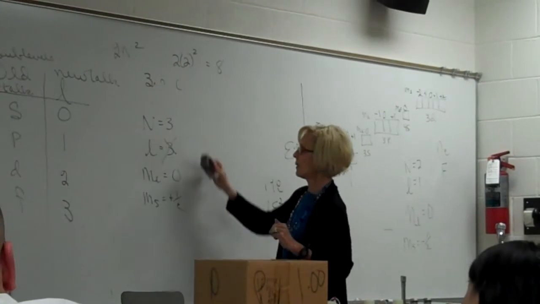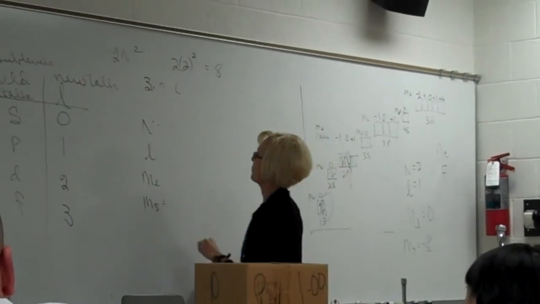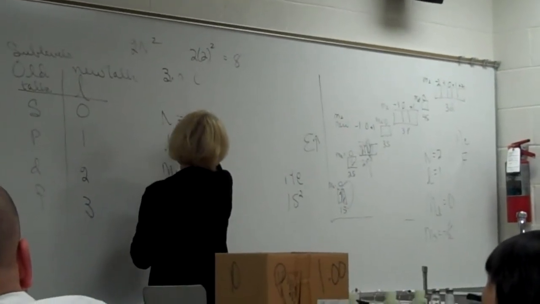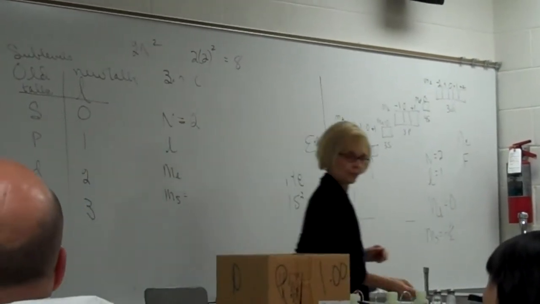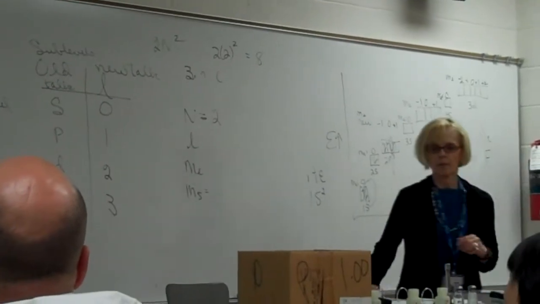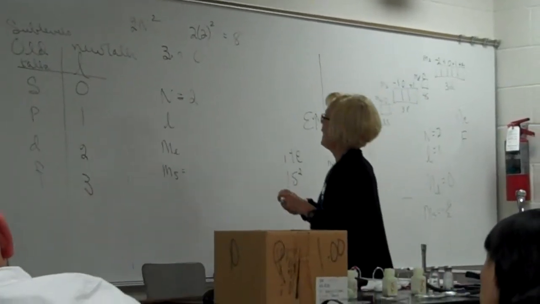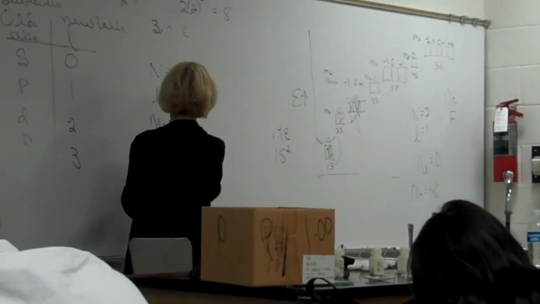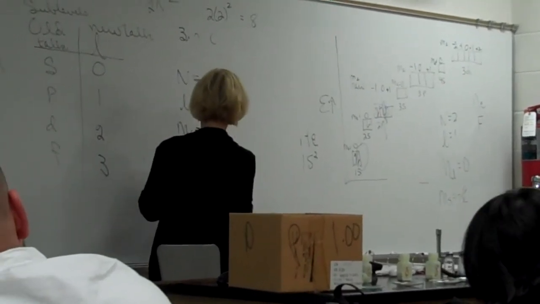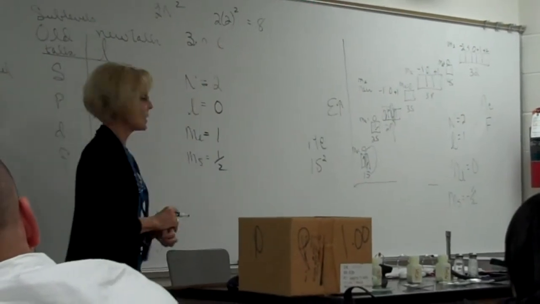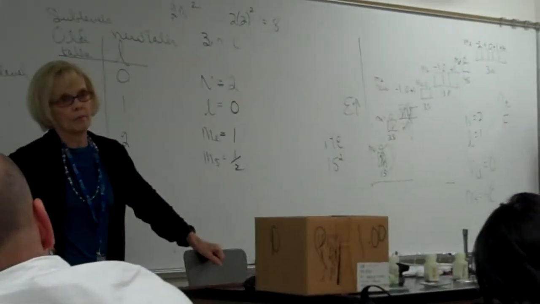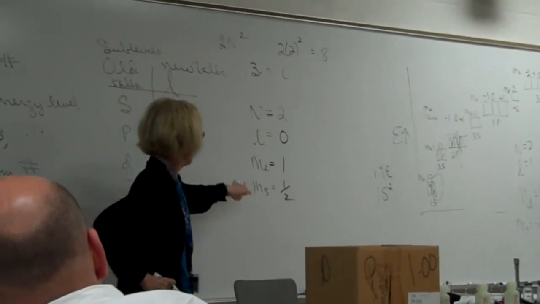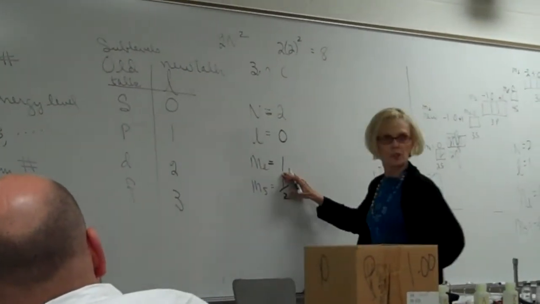All right, now let's do another. N is 2. L is 0. M sub L is 1. M sub S is plus 1/2. I have a mistake. What's wrong with it, Bruce? You have one of the ML. Yeah, the ML's trash, isn't it?